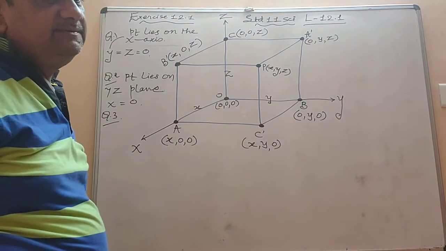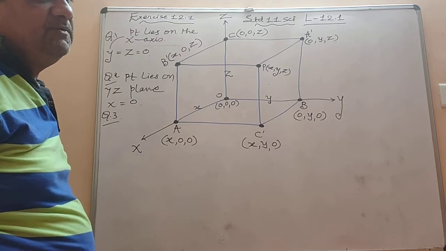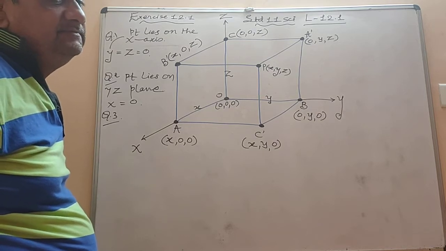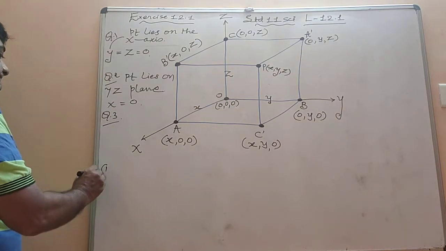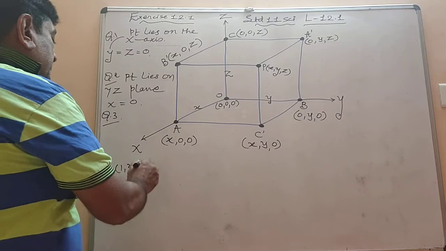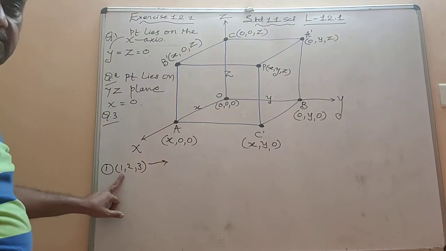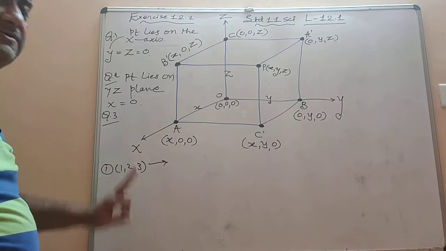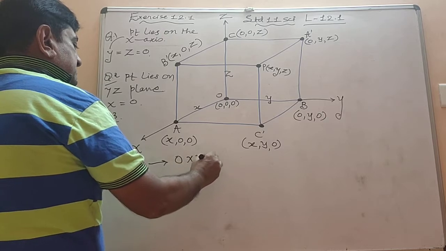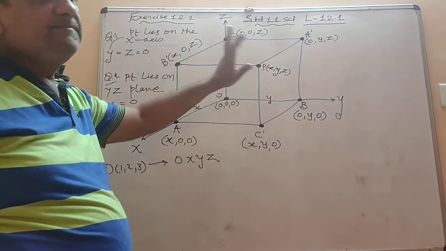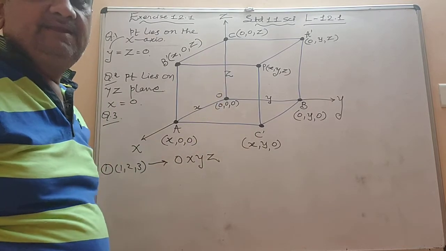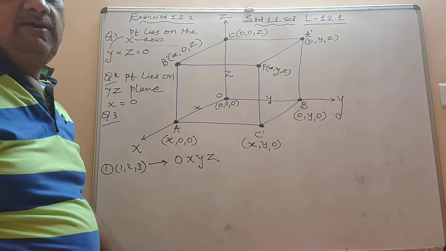Question number 3. Now given points are there. This point lies in which octant? So first point is 1, 2, 3. So 1, 2, 3 means x positive, y positive, z positive. x, y, z are positive. So it is O, x, y, z. 1, 2, 3 like point P. X positive, Y positive, Z positive. So point P lies in O, X, Y, Z octant.